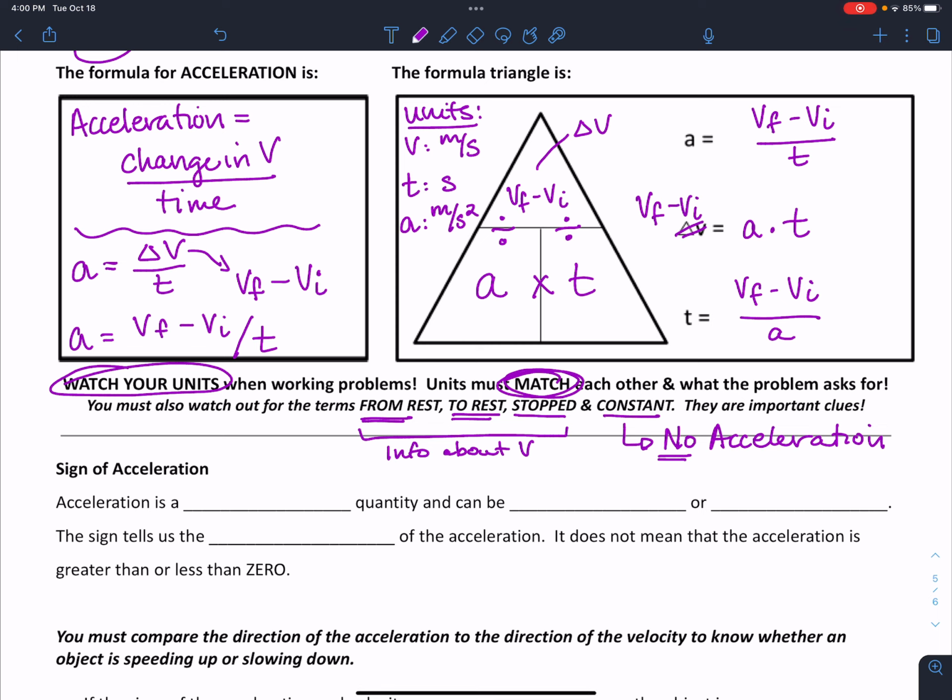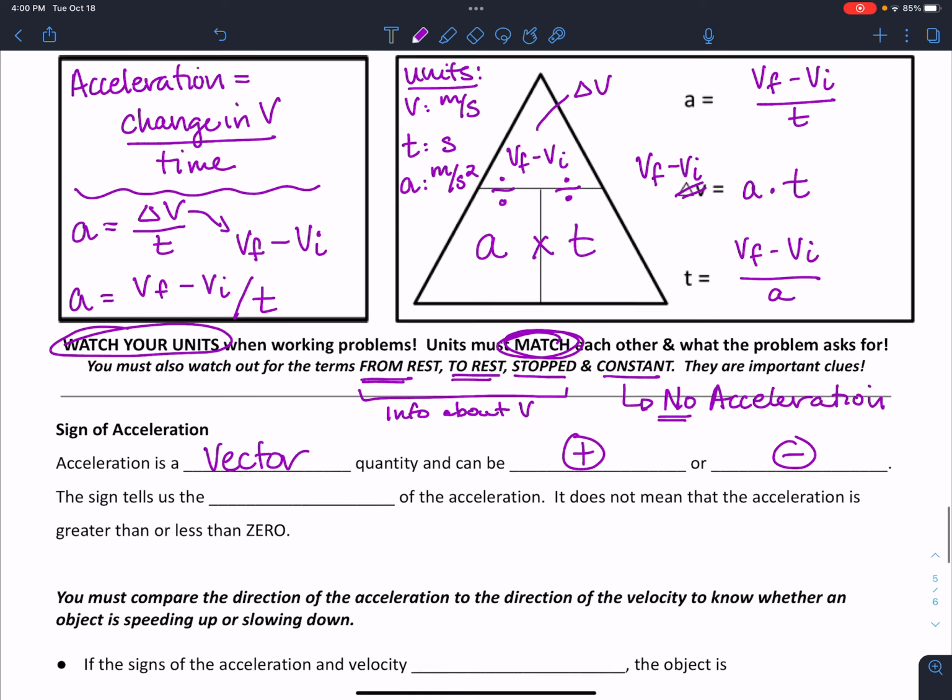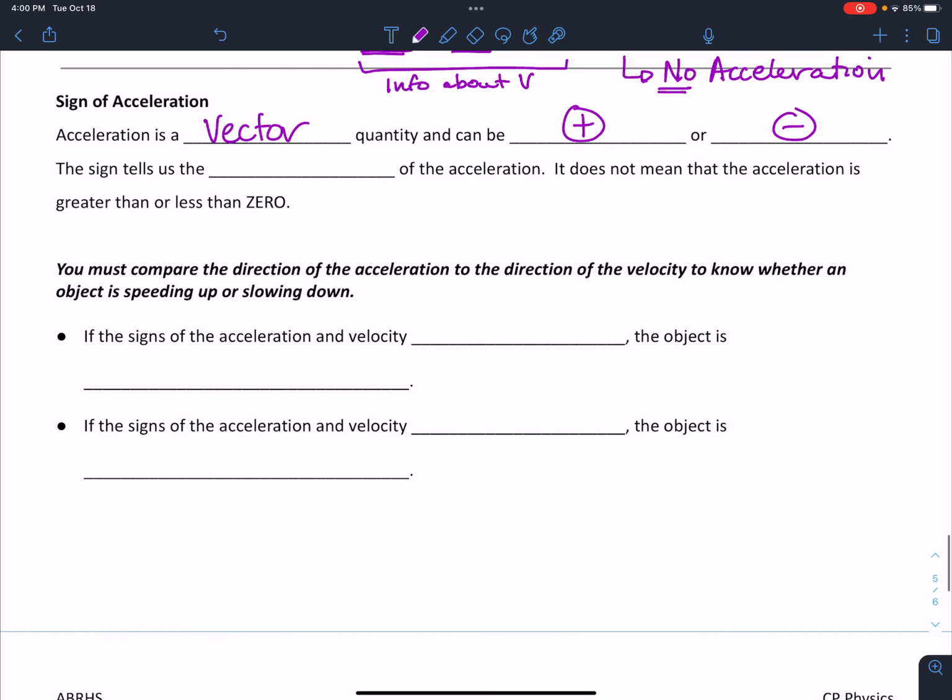Now just like velocity, acceleration is a vector quantity, and can be positive or negative. So it has direction. The sign tells us what that direction is. It does not mean that the acceleration is greater than or less than 0. It just tells us in which direction the acceleration is occurring.